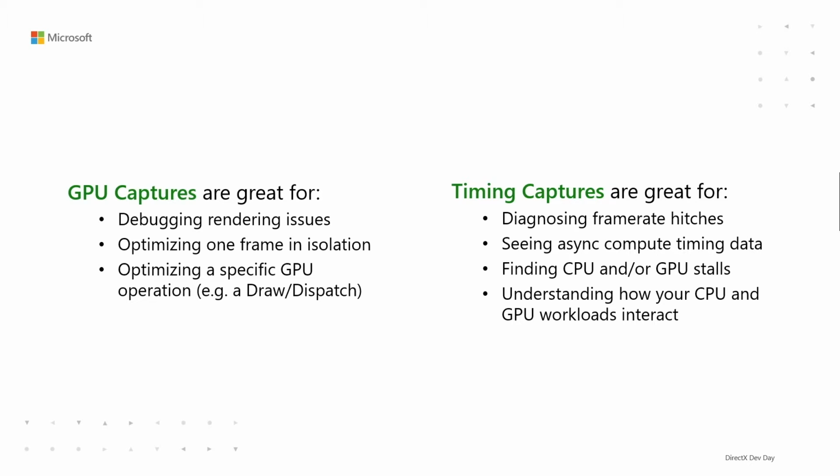Timing captures, meanwhile, they're more focused on the when than the what. Like, when exactly did events occur in your game? When did they occur relative to each other? And how long did they take? And things like that. Timing captures, they're great for helping you, say, track down a frame rate hitch in your game every so often, or help you understand why your GPU is stalled, waiting for your CPU work to complete. They're also the best way to see timing data for your GPU async compute work.